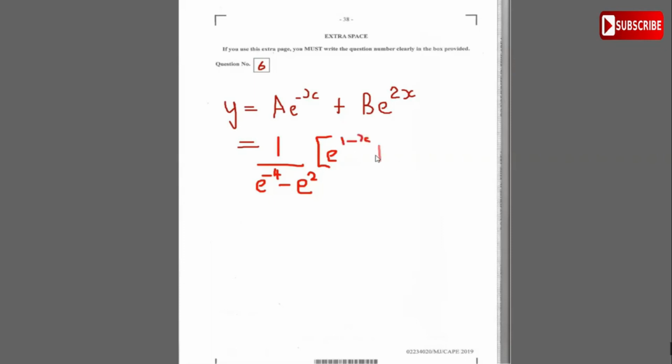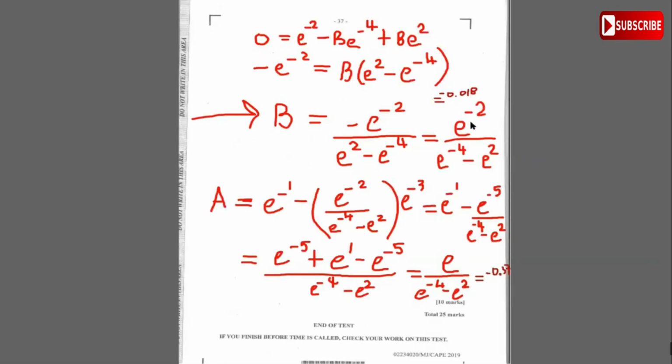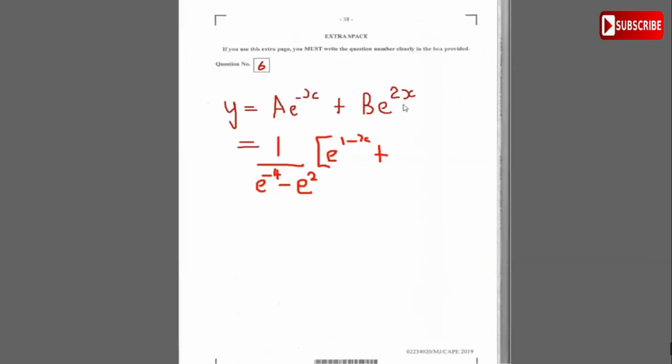Plus, go ahead now, and you multiply b now, e to the minus 2 times this will become e to the 2x minus 2. So this is the solution. That's the answer.